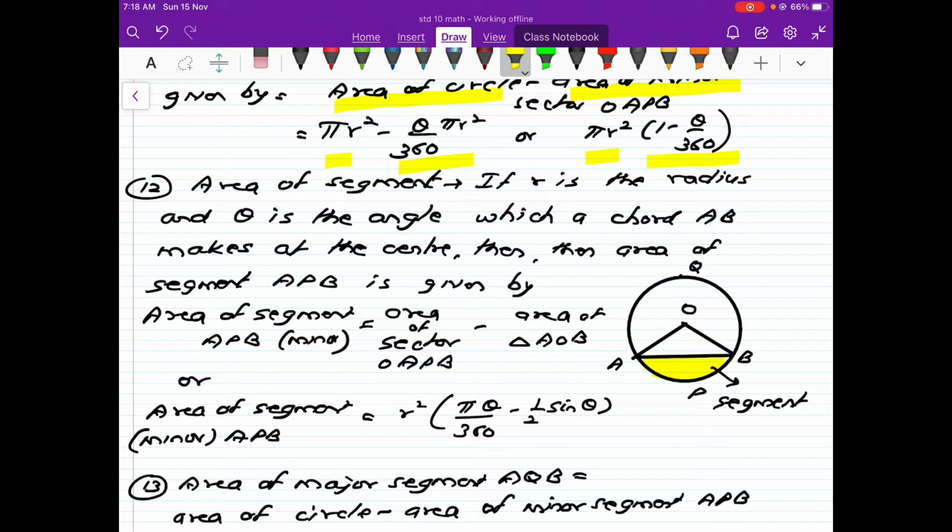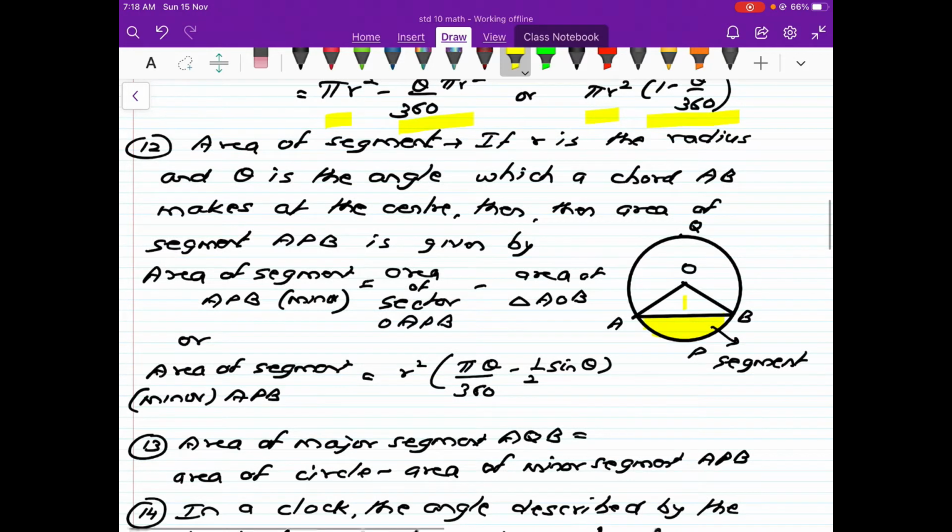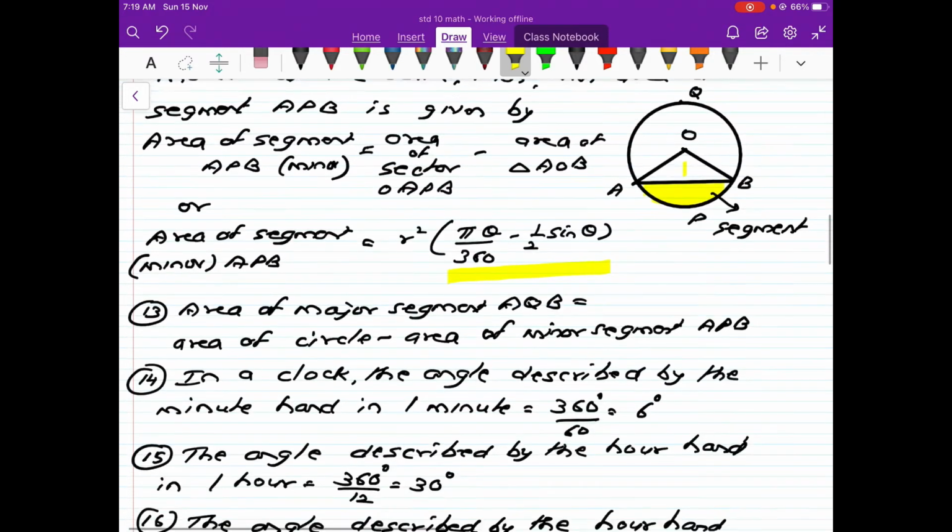So how do we find the area of this segment? It is simply the difference in area between the sector OAPB minus the area of this triangle. There is another formula also. We can write it as r square into pi theta upon 360 minus 1 upon 2 r square sine theta. So if you are comfortable with sine, it is easier to do with this one.